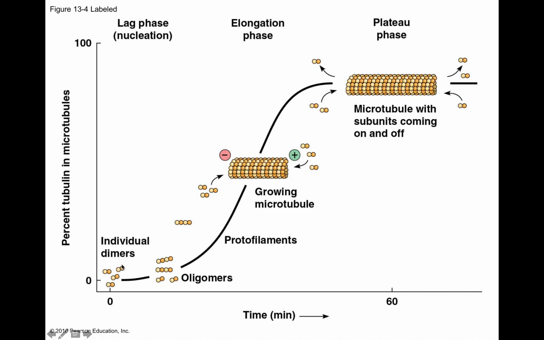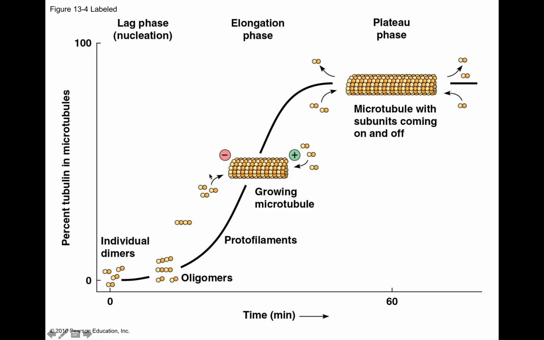So initially in the cell, when it's going to form a microtubule, you have individual doublets that form small chains of small amounts of doublets coming together. Those are called oligomers, and that takes a long time, so there's a relatively flat curve in terms of how many microtubules are being formed. Then when you start to get a protofilament forming, the microtubules tend to grow rapidly, and so you get this steep rise in the growth of microtubules during this period.